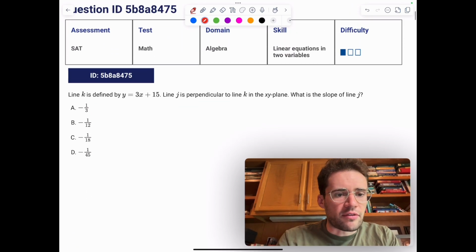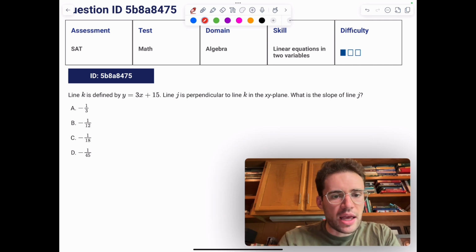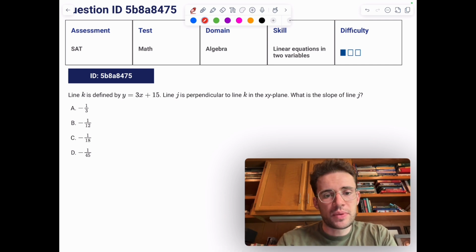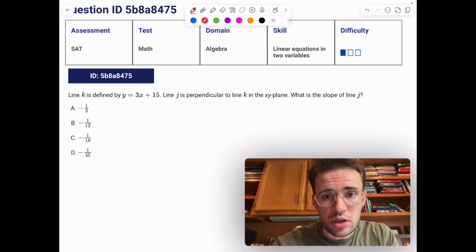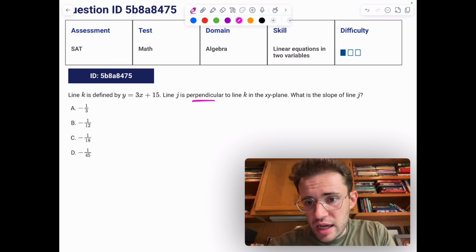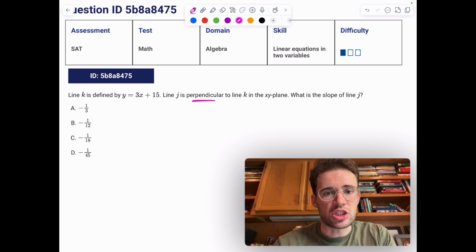All right, here we have line K is defined by y equals 3x plus 15. Line J is perpendicular to line K in the xy plane. What is the slope of line J?